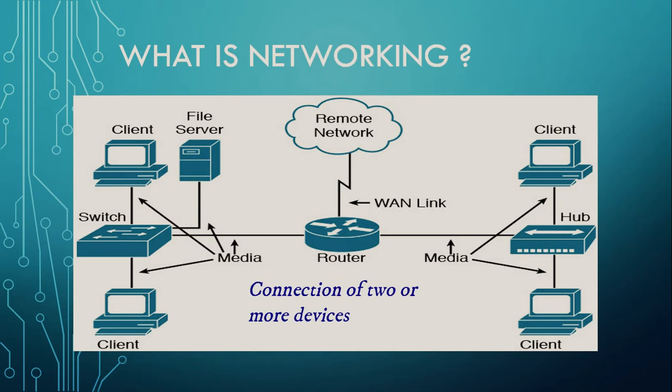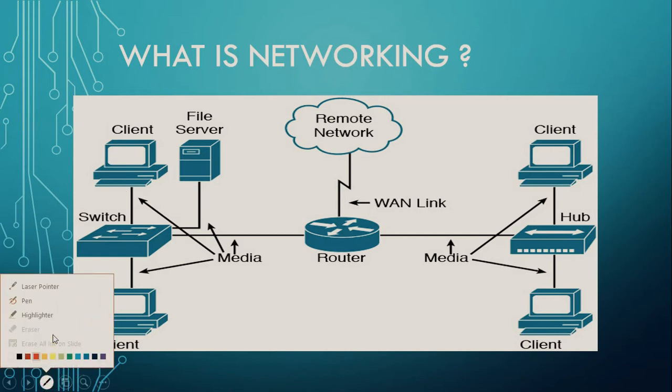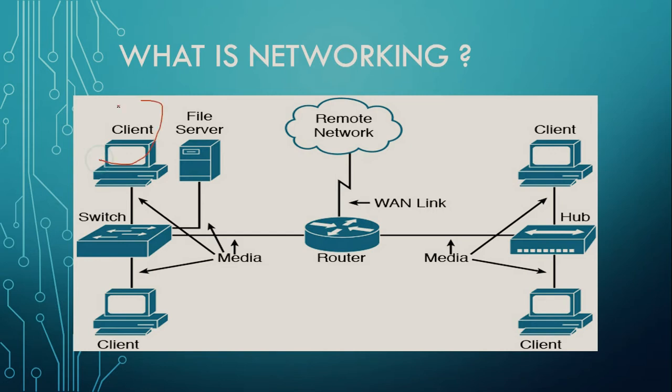and resources. Like we have a file server, we have a client, a switch, a router. So we have all these devices with us right now. These devices are connected with one another, and the file server is accessible by the client. This client can access all the files from this file server. Why? Because these are connected via switch. So this is networking. They are sharing their information and resources.